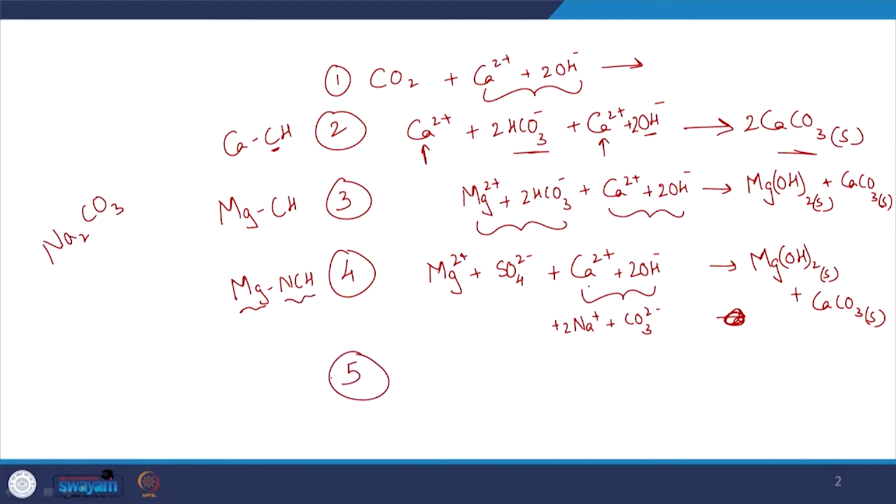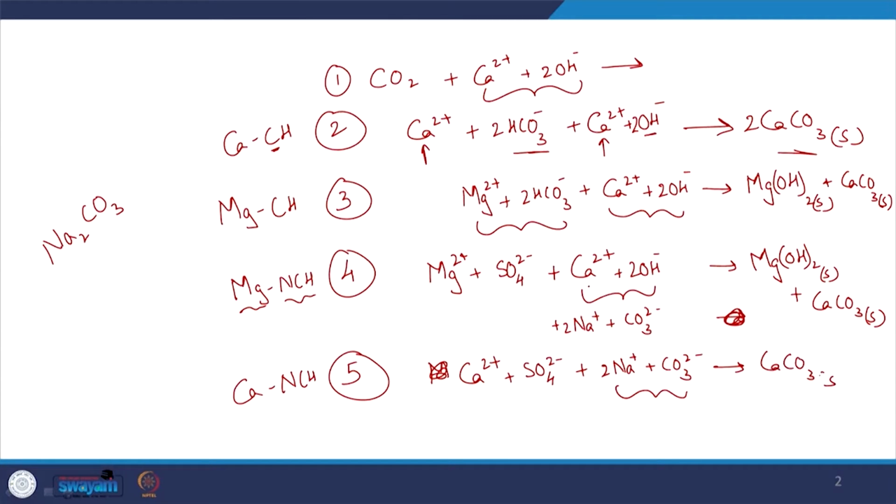And then what about the calcium that is associated with non-carbonate hardness? Same case, here I have calcium associated with anions other than carbonates or bicarbonates. So, to remove this, I am adding the relevant soda ash, and then I am going to have relevant removal of solid. Again, these reactions are not balanced, but I am just looking at the relevant solids that are being formed.